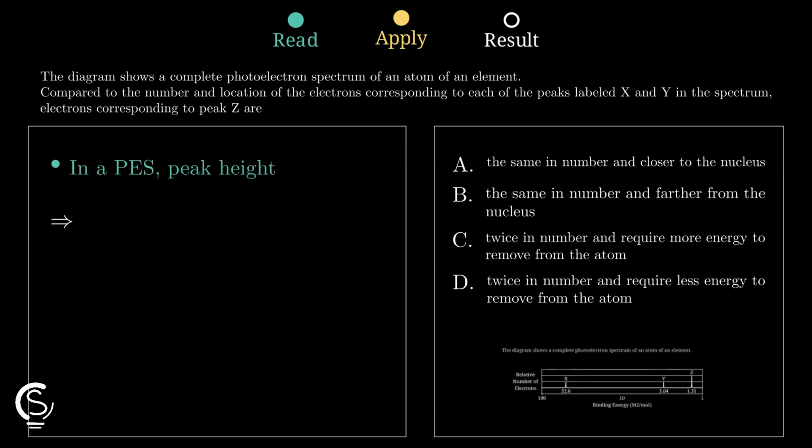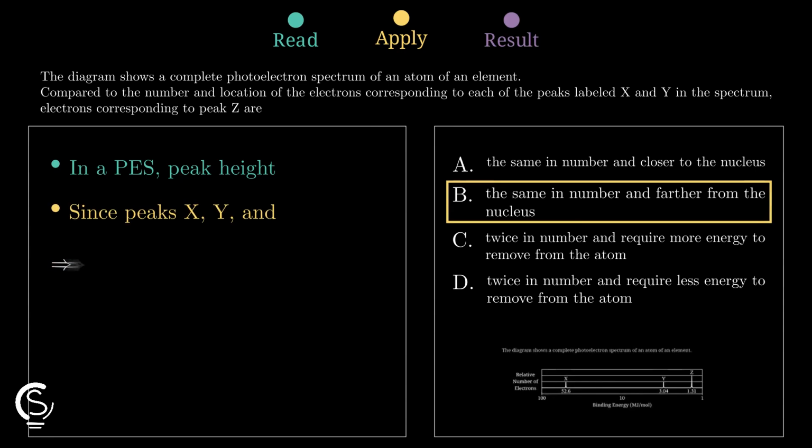Now look at the binding energy on the x-axis. Peak Z is located at the lowest energy value shown. Lower binding energy means electrons are held less tightly and are farther from the nucleus. This makes option B our perfect final answer.